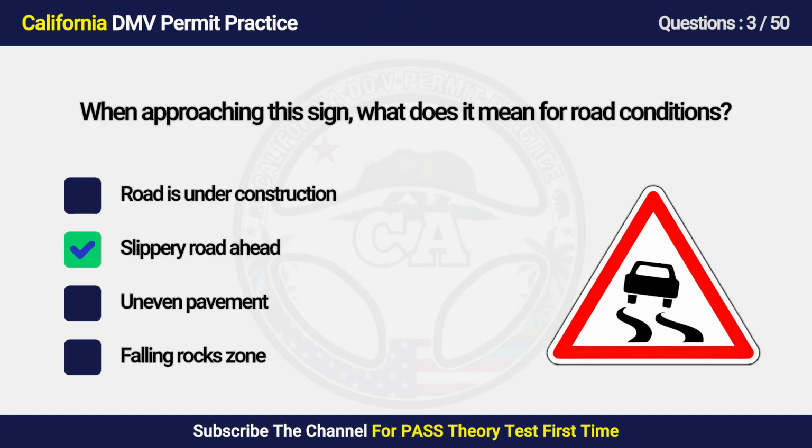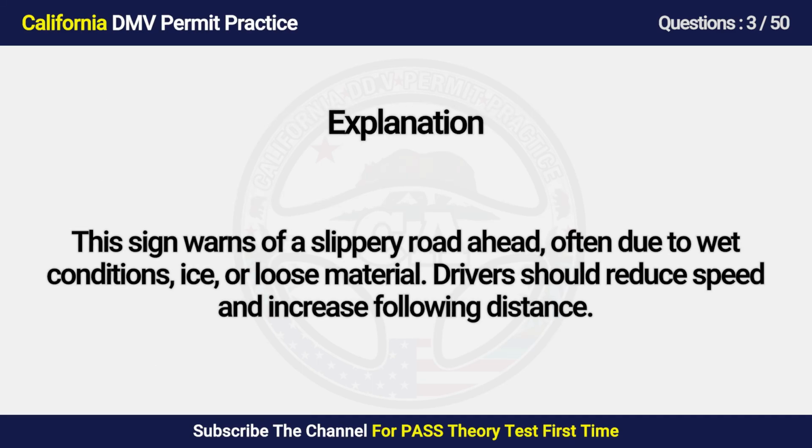Answer is B. Slippery road ahead. This sign warns of a slippery road ahead, often due to wet conditions, ice, or loose material. Drivers should reduce speed and increase following distance.